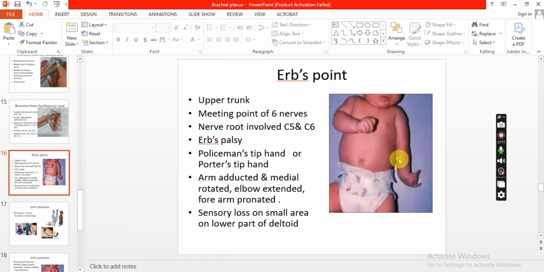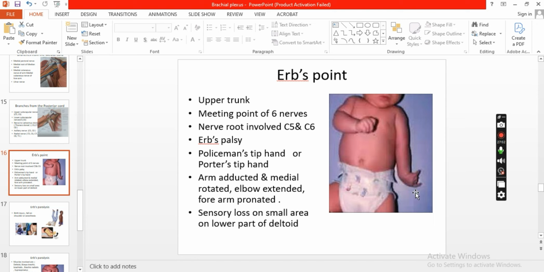In this case, you can see this affected limb will always be hanging on the side of the body, and it is adducted and medially rotated. Okay, hanging on the side of the body, adducted and medially rotated arm, extended elbow, pronated forearm. So this peculiar condition is called the porter's stiff hand or the policeman's stiff hand.